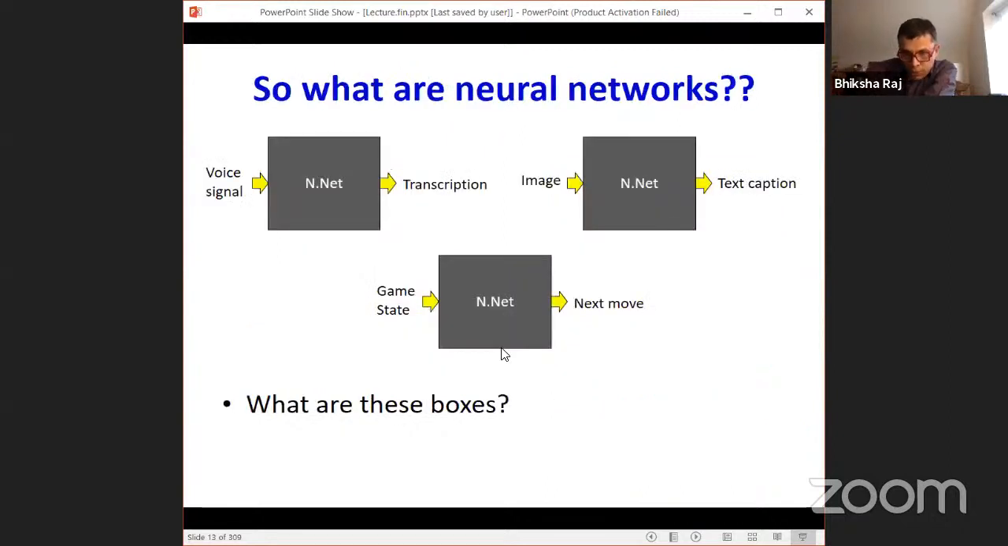So you have all of these neural network-based systems doing amazing things like transcribing voice, captioning images, playing games. So what are these systems? In each case, you have this box, which is a neural network, which takes in some input, like the voice signal, and produces some output, like its transcription, or it takes in a game state and predicts the next game state, or it takes in an image and generates the caption. So what is this box? What's inside these magical boxes which perform these very complex tasks?